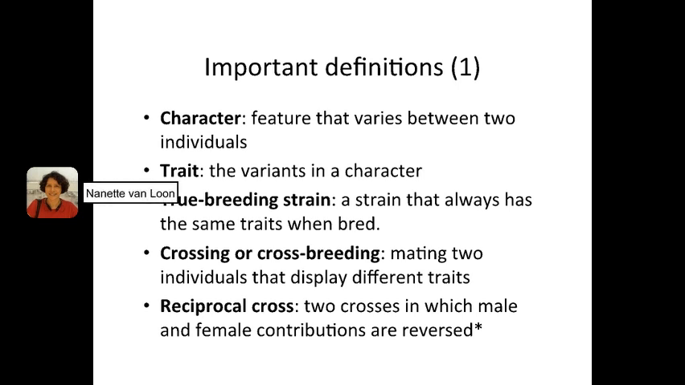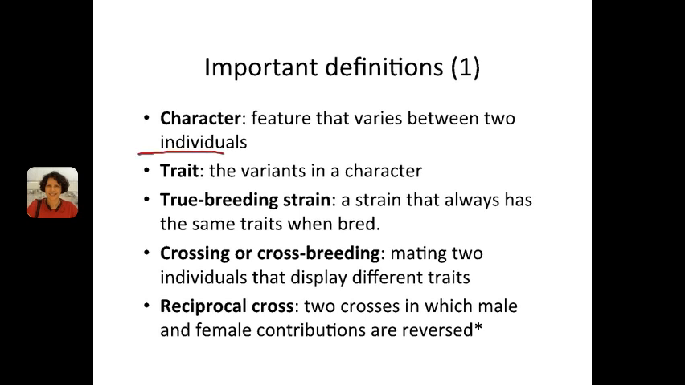Before we go on, let's review a couple of definitions that we're going to be using in the rest of the chapter. We already saw a few of these. A character is a feature that's going to vary between two different individuals. So it could be the height, the color of the peas, the color of the flowers, the texture of the pods, the texture of the peas, the location of the flowers, etc.